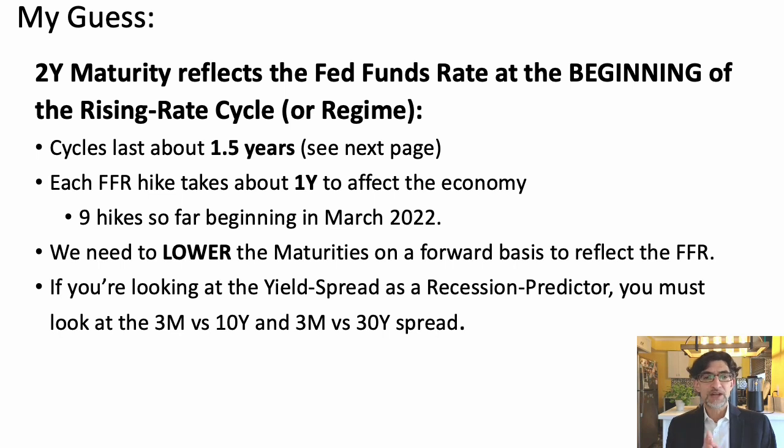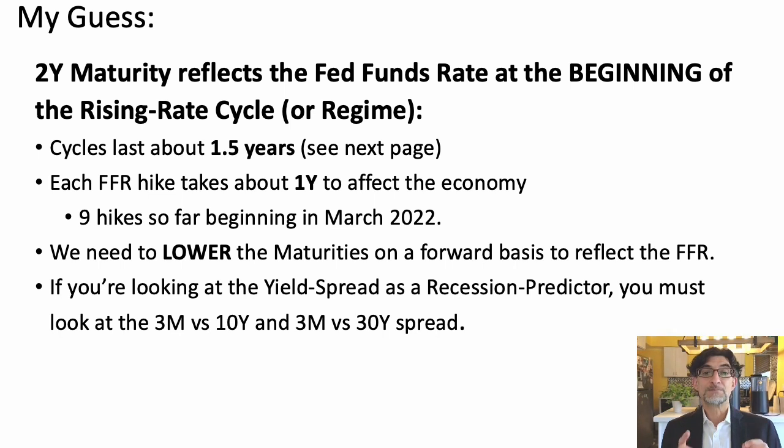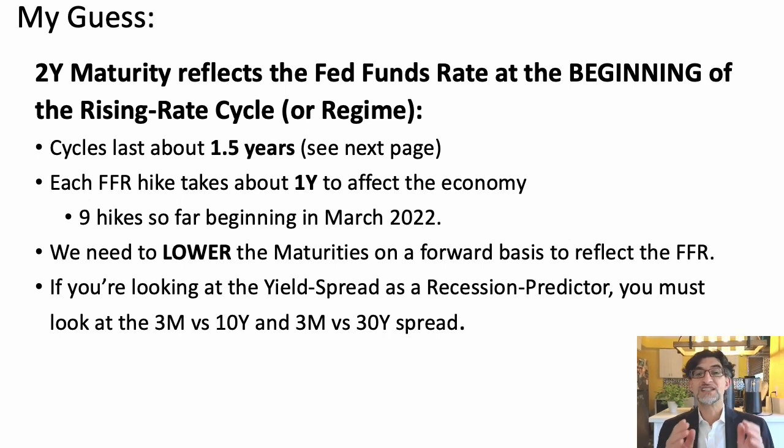What else? So last point I think I just mentioned, if you're looking at the yield spread, everyone uses a 210. So if you're using a yield spread as a recession predictor, you must look at the 3 month versus the 10 year, or the 6 month versus the 10 year, or the 1 year versus the 10 year, and the 3 month versus the 30 year spread. Do not use the 2 year versus the 10 year or the 230.